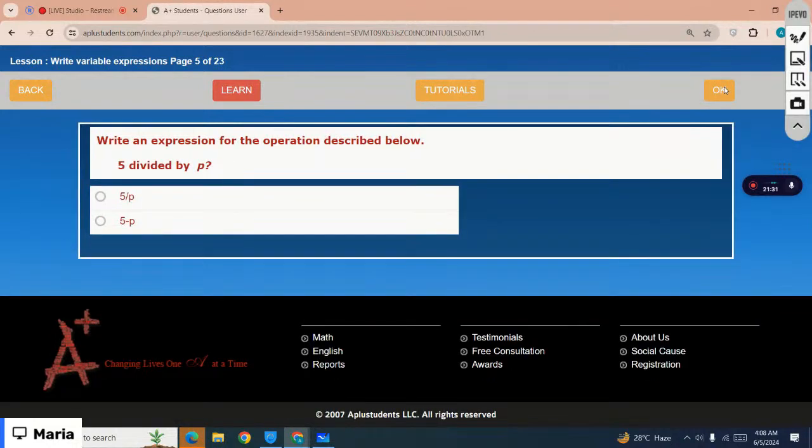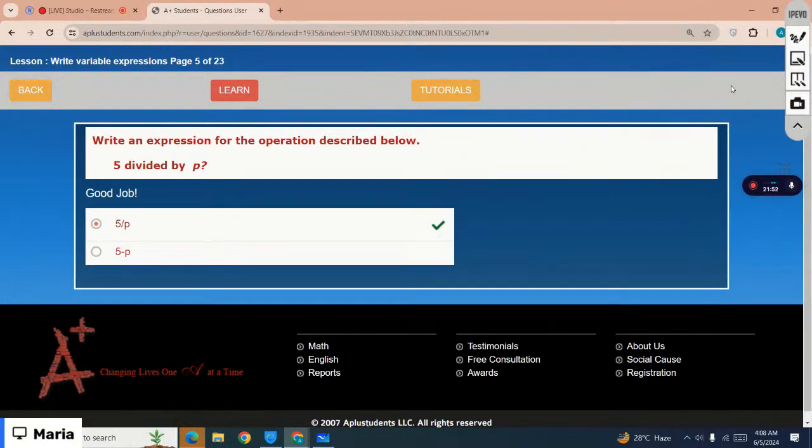Write an expression for the operation described below. 5 divided by p. Which is the correct option? Yes, that is option number 1. 5 divided by p is the correct option.